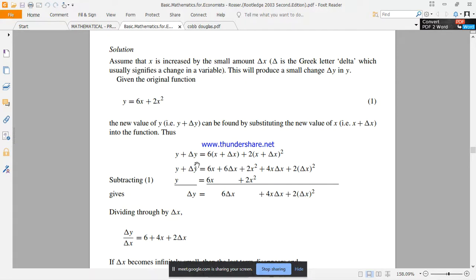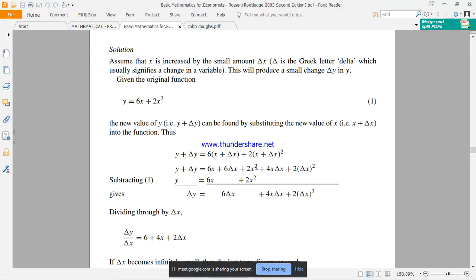So, what we're saying is that this will be 6 open brackets x plus change in x, plus 2 open brackets x plus change in x. We close the brackets, but we raise this to the second power because this x is raised to the second power. So the y plus the change in y will be 6x plus 6 change in x. We just open the brackets here. Then we know how to open the brackets when something is raised to the second power.